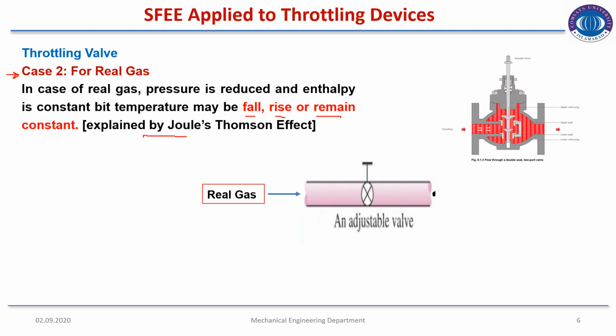So this phenomenon was explained in the Joule-Thomson effect. Joule-Thomson was a scientist. He performed an experiment and found what will happen if we use a real substance in the throttling process. So upon various experimentation, he deduced that the temperature of a real substance, real gas, can be increased, decreased, or remain constant.